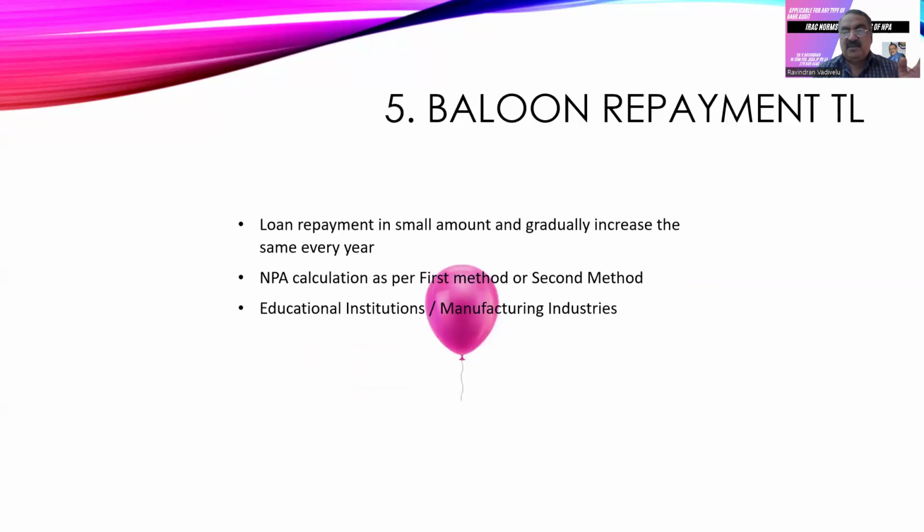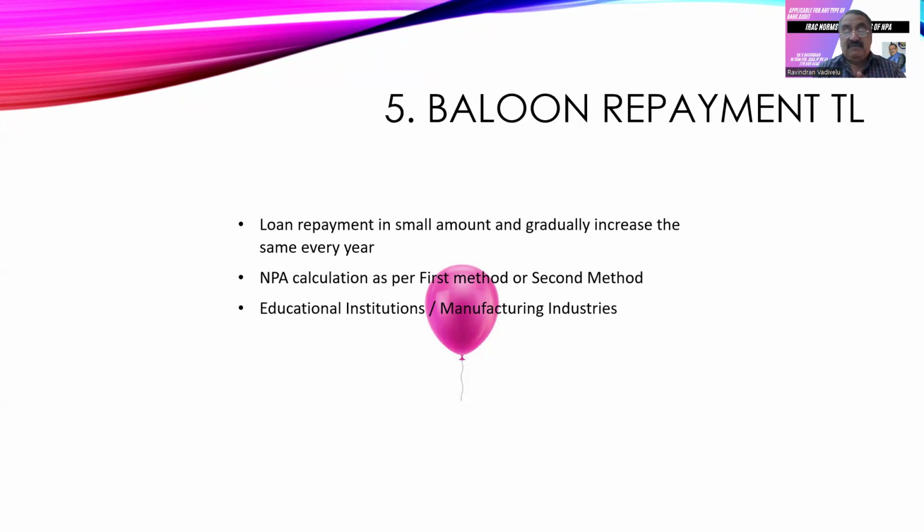Loan repayment. So this is normally for the education institutions and manufacturing industries, because the machinery has to come from other industry, from other country also. So the machinery has to come, it has to be installed. And in case of education institutions, the institution generates the income based on the admission of students. So in the first year, the amount will be less. Second year increases, third year increases. So balloon repayment is normally applicable for the education institutions and manufacturing industries.